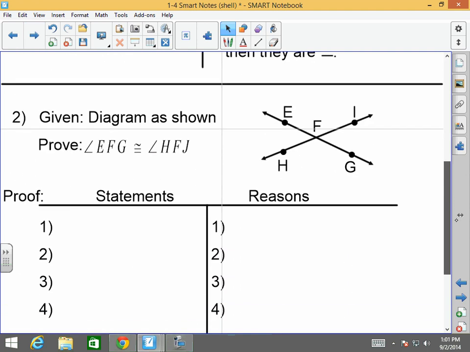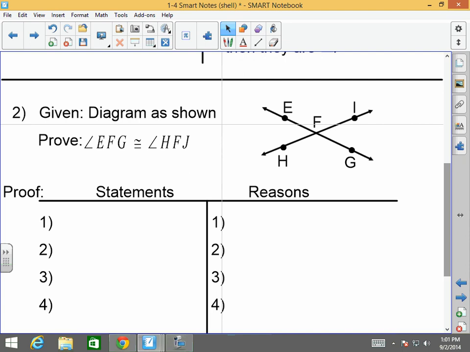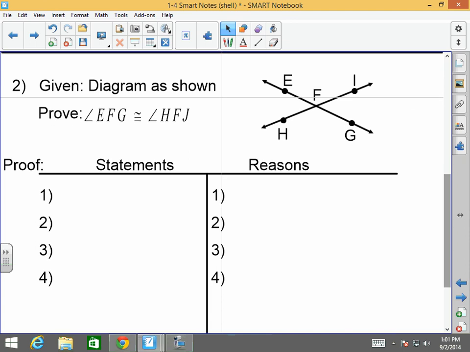All right. May I continue? And this diagram here, or the given in this case, is diagram as shown. Ooh, diagram as shown. What is that? What can we get from here?